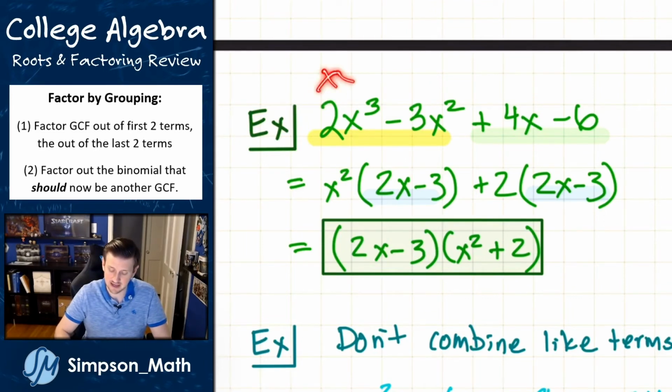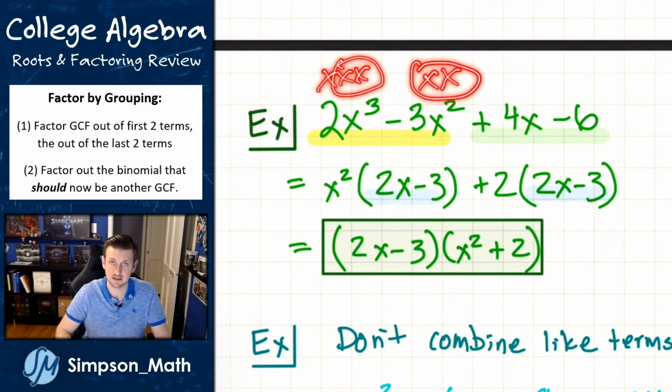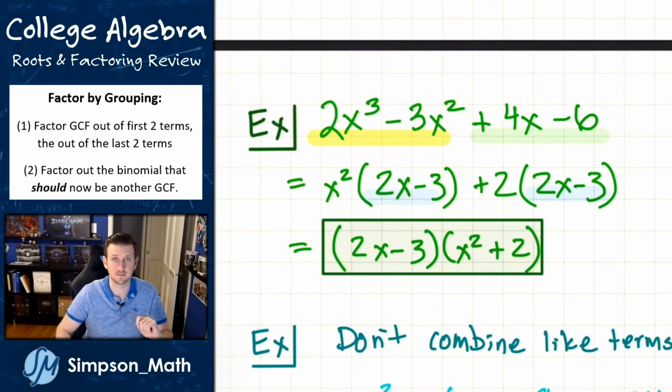But this has x times x times x. This one has x times x. So this has 2 x's in common. They each have at least 2 x's. The first one has 1 extra, and we see that 1 extra left inside right there.